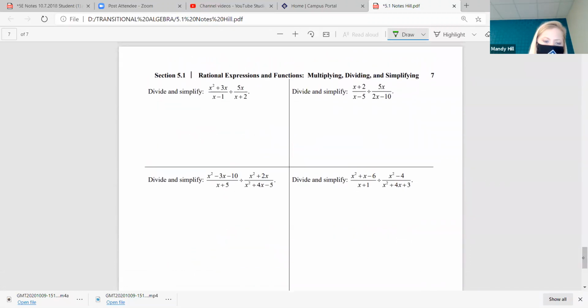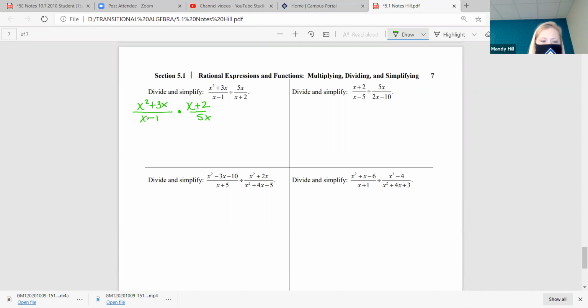This is it. So if I want to write this as a division, I want to turn my division to a multiplication, take my second fraction and flip it. Now we could have reduced before we did that, but there really is not a reason to do that.